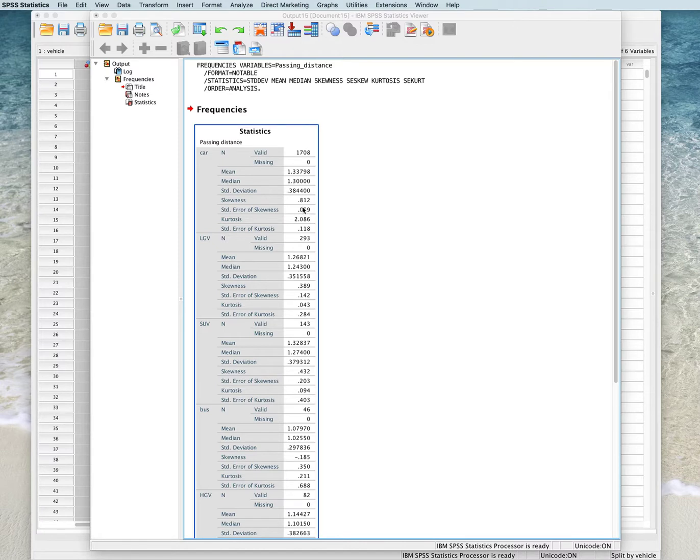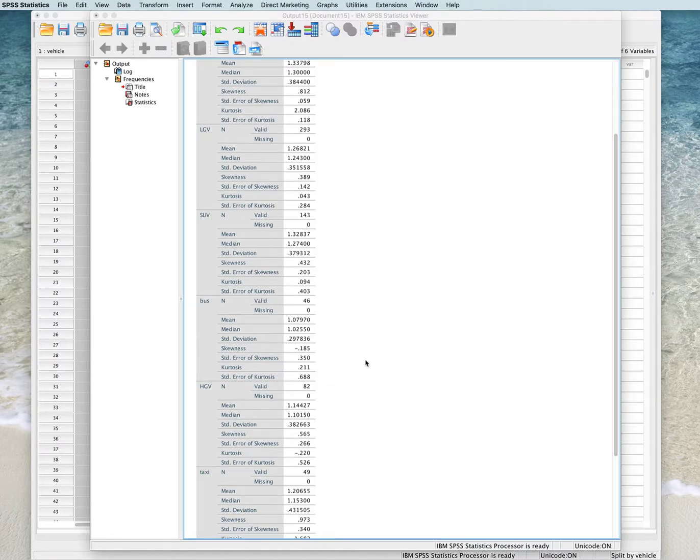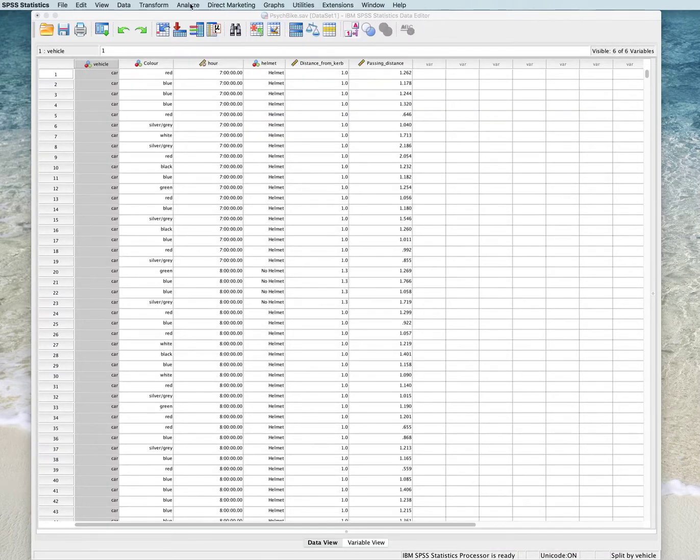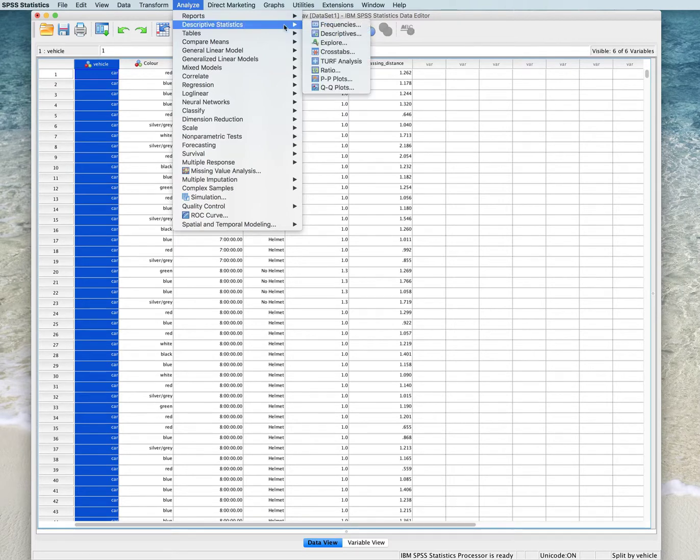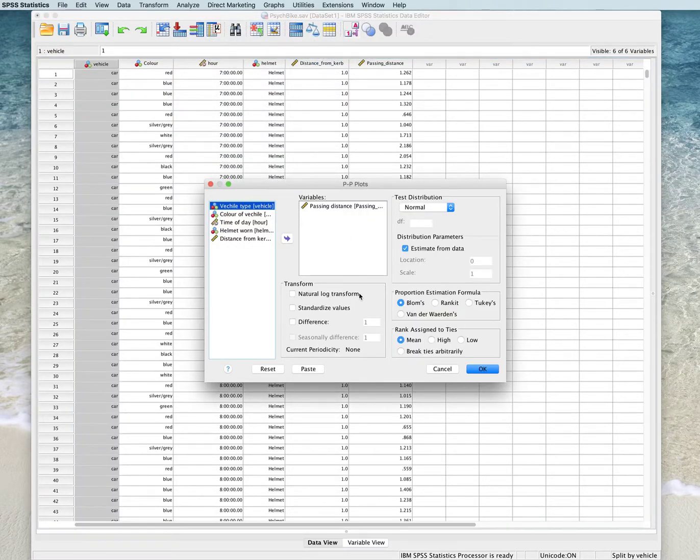The further that these values are away from zero, the more likely there is to be some sort of violation of normal distribution. So we can see that most of this data is not falling clearly into a normally distributed data formation. A further analysis that we can run is to look at the probability plots, the extent to which the data would fall onto a normal distribution.